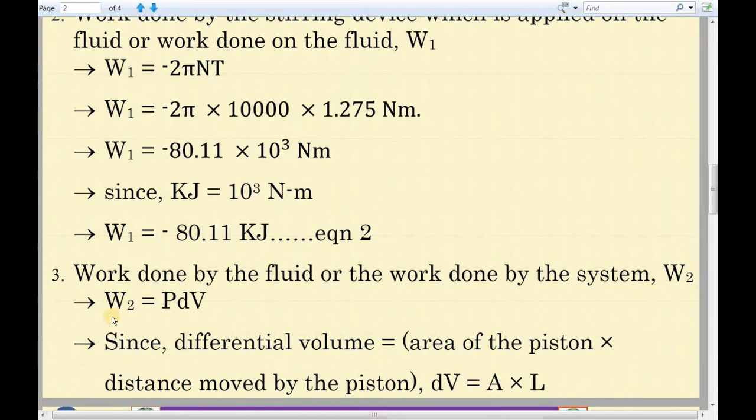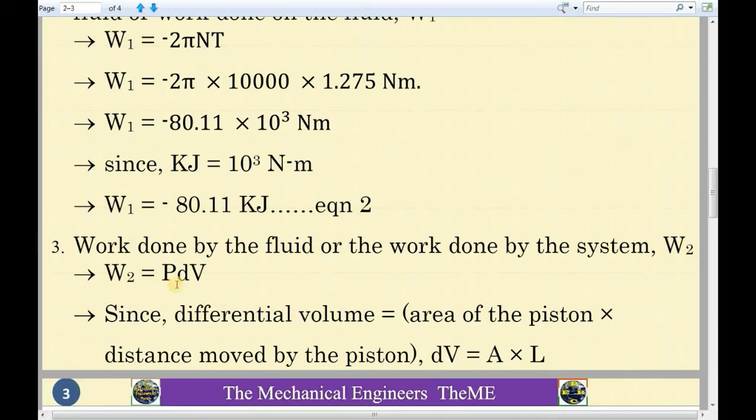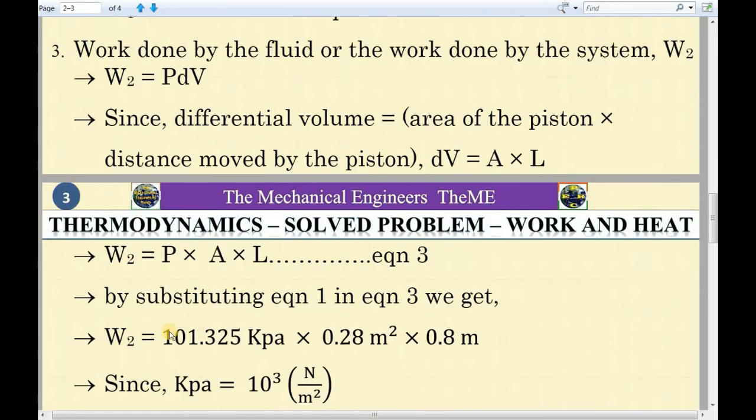And the formula is W2 is equal to PdV, where P is the atmospheric pressure, dV is the differential volume. The formula for differential volume is area of the piston into distance moved by the piston. Area of the piston is taken as A and the distance moved by the piston is taken as L. So dV is equal to A into L. So the next step will be W2 is equal to P into A into L. Consider this one as equation 3.